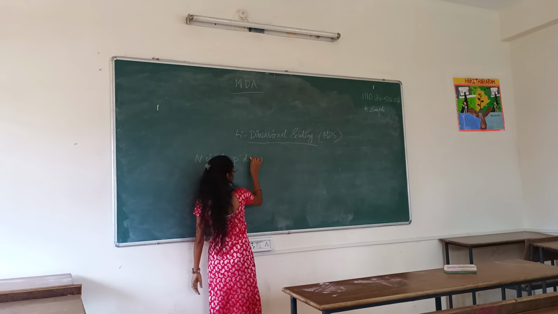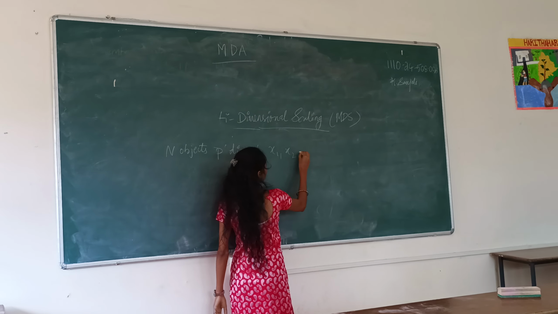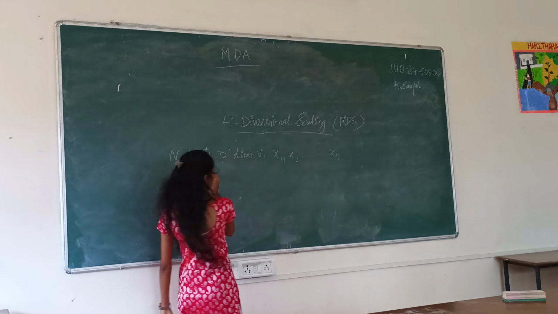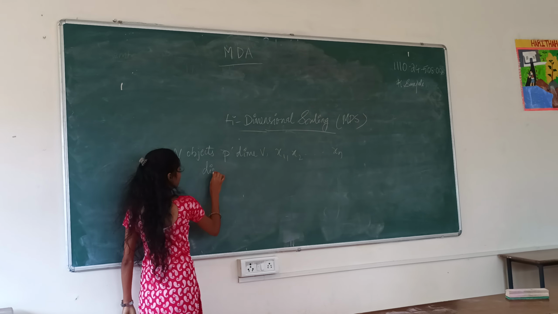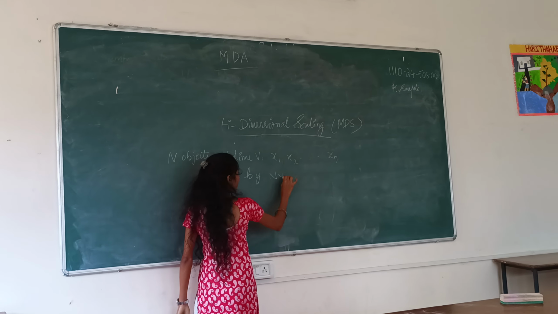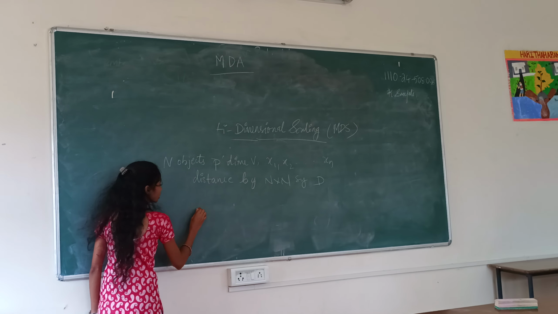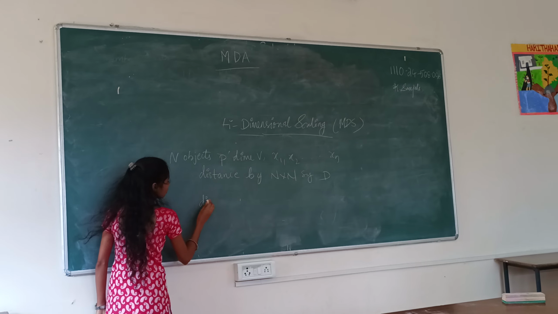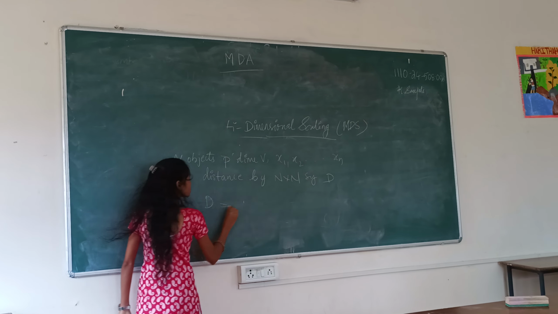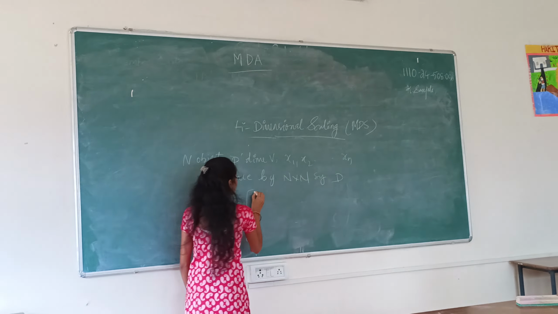Three-dimensional vectors, that is x1, x2, so on to xn. Then we can obtain the distances between these objects in an n cross n matrix, which is a symmetric matrix D. So this D will be written as capital D equals the matrix whose diagonal will always be zero.